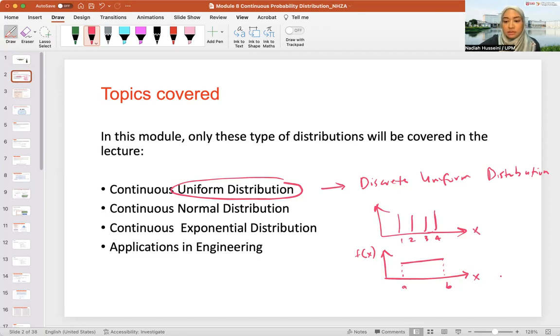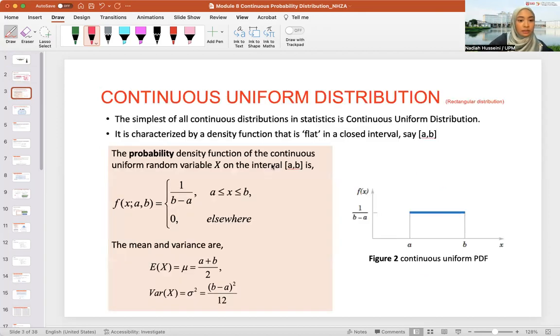This is your X, and this is your probability, P(X) or F(X), either way. This one, usually we write it as P(X), and this one we write it as F(X). But you can just say it's probability and it is understood. Okay. So continuous uniform distribution, we are expecting a uniform distribution. The word uniform tells us that the probability is supposed to be the same. So let's look at it.